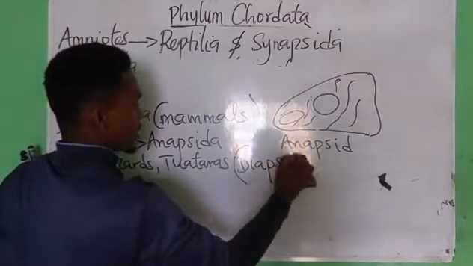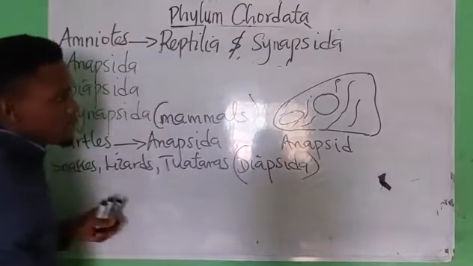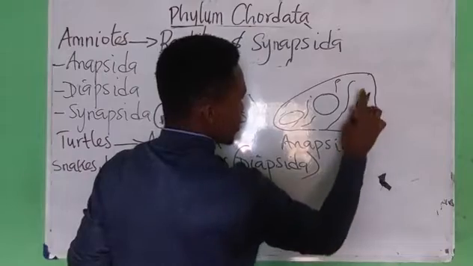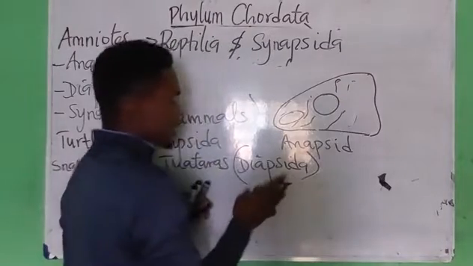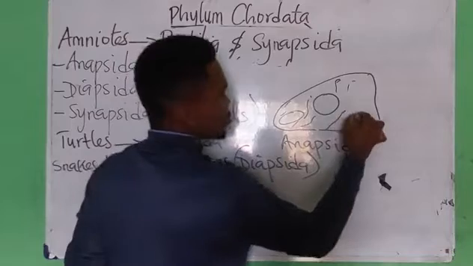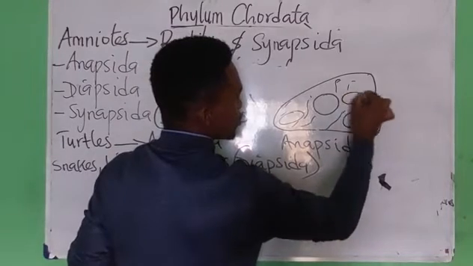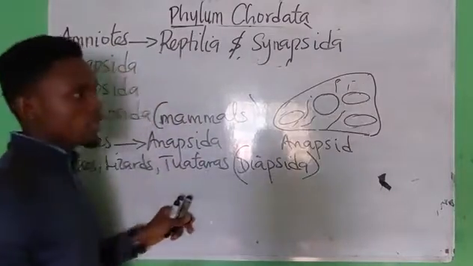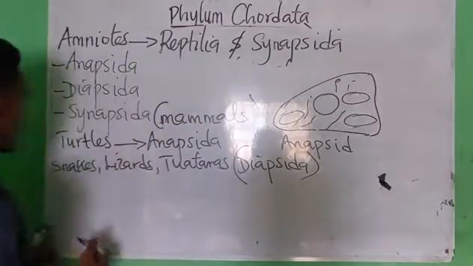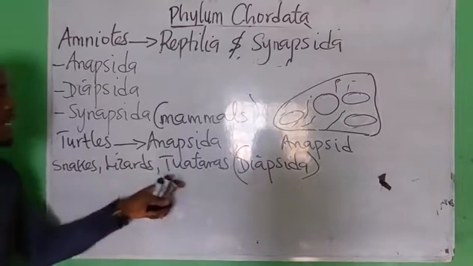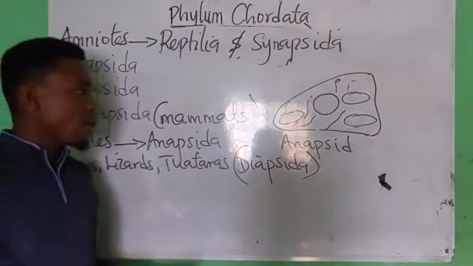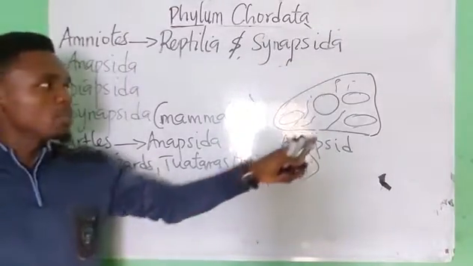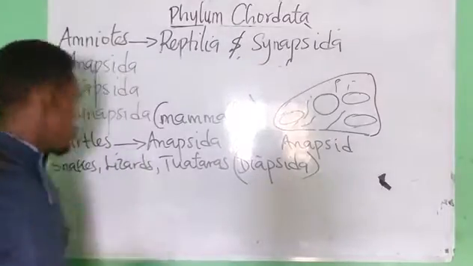All right, they are all diapsida. They are called diapsida because they have two extra openings in the skull. That is to say, I can also use this diagram to explain it. In a diapsid organism, there are two extra openings around this region. All right, two extra openings. So these are called diapsids. Please take note that snakes, lizards, and tuataras are diapsids because they have two extra openings in their cranium or skull.